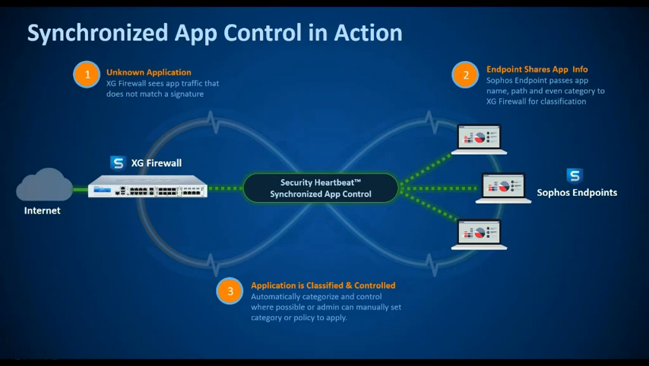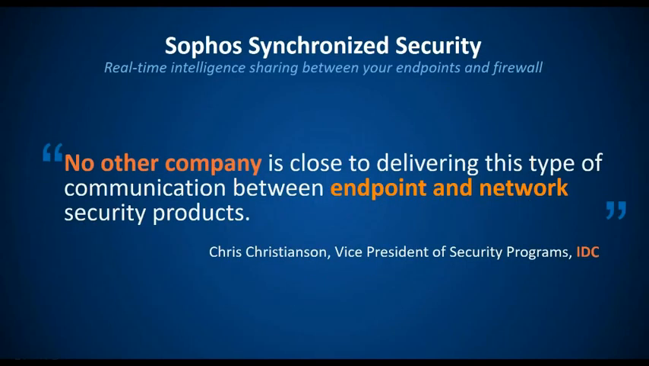And in fact, with dynamic classification, you can then, of course, have policies pre-set up in order to treat the traffic appropriately as those applications are then first seen within the network. So that's essentially synchronized security. That's the feature we call synchronized app control. And we again had a third-party analyst firm, in this case IDC, take a look at synchronized security, and they came back with a nice statement of no other company is close to delivering this type of communication between endpoint and network security products. And really what it's designed to do is just to make your life easier.